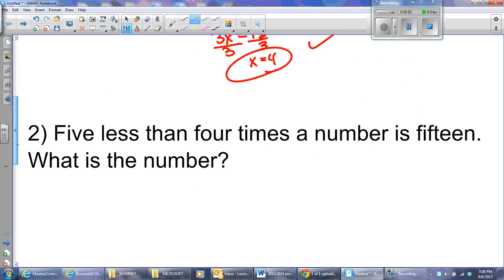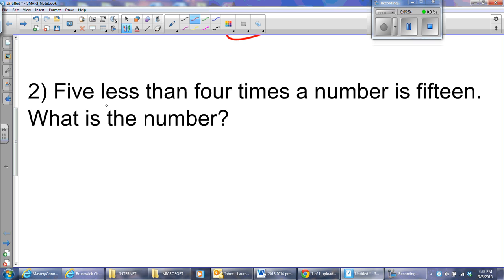All right, let's look at this one here. 5 less. Well, that's minus 5. 4 times a number. Do I know the number? No, I don't. Let me start that over. I start with my variable. I need 4 times that variable. Then I need 5 less than that amount. Is 15. I'm ready to solve.